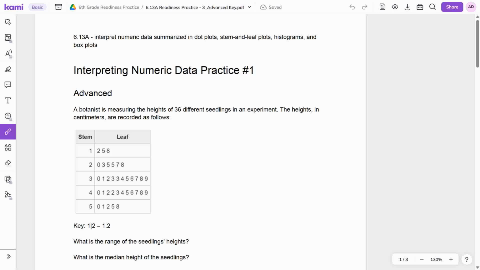Today we are looking at the sixth grade concept of interpreting numeric data. This is 6.13a, Readiness Practice, the advanced version.